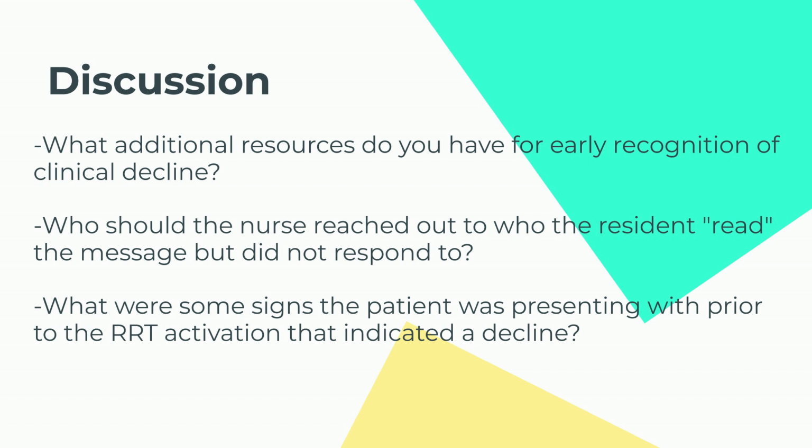What were some signs the patient was presenting with prior to the RRT activation that indicated a decline? The patient had respirations of 22 and a fever that could indicate early sepsis. The low BP of 98/60 and increased heart rate of 115 also warrants calling an RRT. The take-home message is that you can escalate your concerns, and anytime you have a delay in response, we need to capture that in an incident report so that it can be addressed.